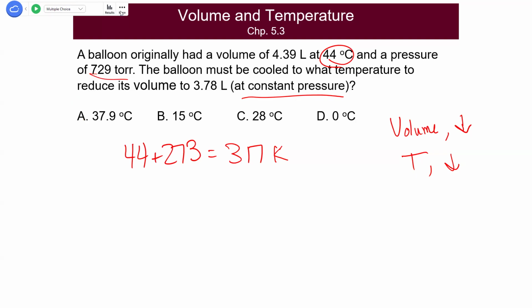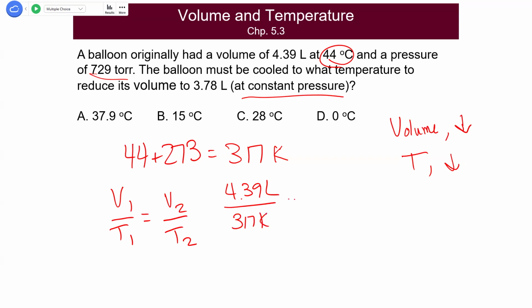Alrighty, so the first thing you needed to do was convert to Kelvin. And then you have volume 1 over temperature 1 equal to volume 2 over temperature 2. What's your first volume? 4.39. What's your first temperature? Yep, so 317 Kelvin. What's your second volume? 3.78. And your X is going to be your temperature 2. So we get X equal to about 273 if you solve for it.